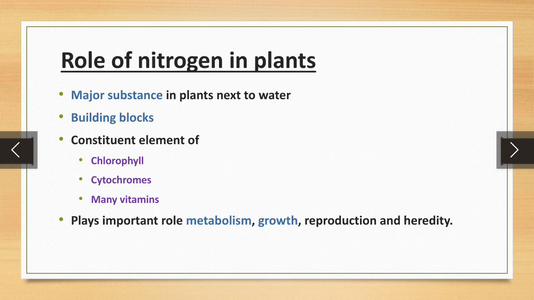Role of nitrogen in plants. Nitrogen is the major substance in plants next to water. It forms building blocks and is a constituent element of chlorophyll, cytochromes and many vitamins. They play an important role in metabolism, growth, reproduction and heredity of plants.